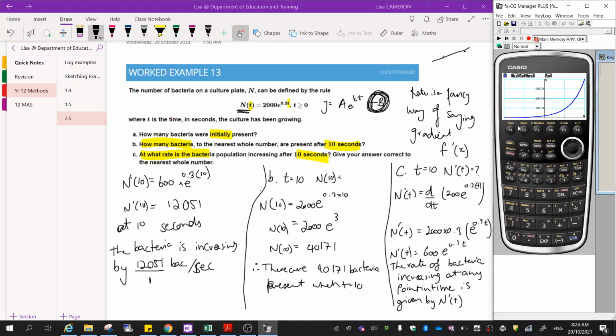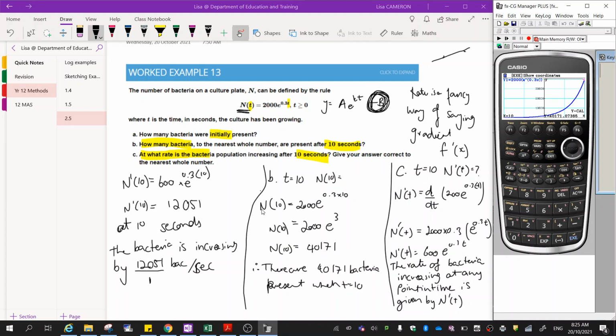And that's looking pretty good. Now, the next thing that I'm going to do is how many bacteria were present initially. So I'm going to G-Solve for the y-intercept. So when x is 0, y is 2,000. Next thing that we're going to solve for, how many bacteria to the nearest whole number were present after 10 seconds? So if we want to know, input the x, that means we're calculating y. So when x is 10, y is 40,171. So that matches the answer that we got down here.